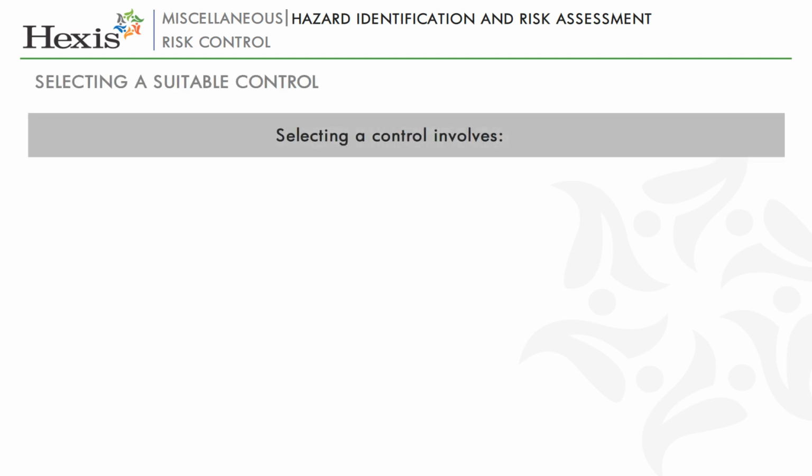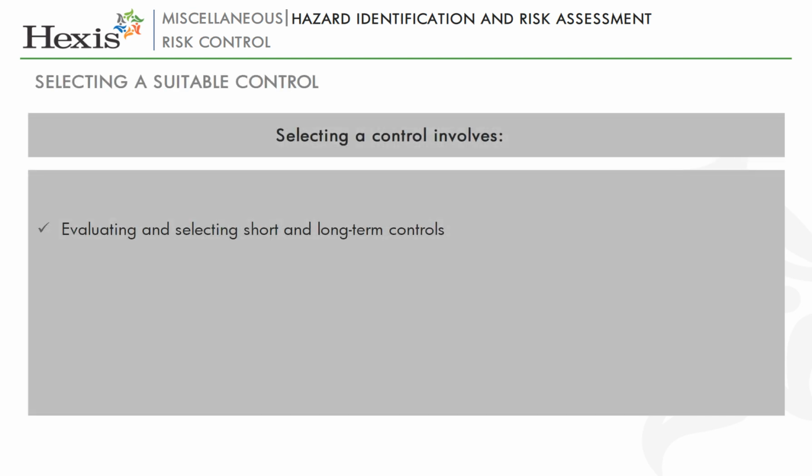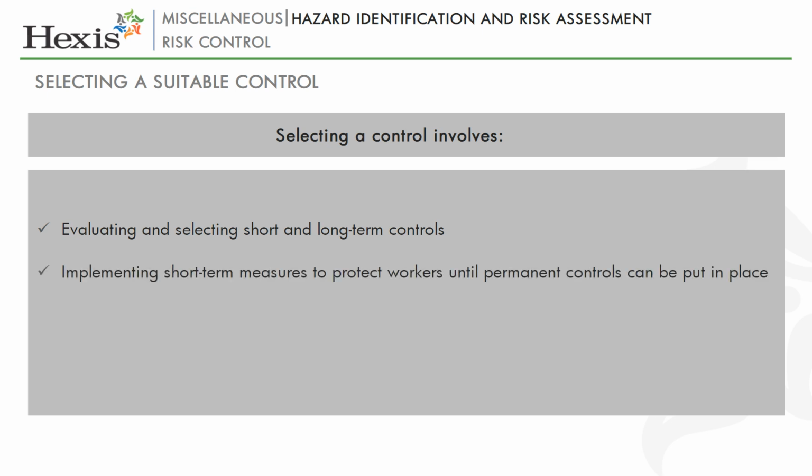Selecting a control often involves evaluating and selecting short and long-term controls, implementing short-term measures to protect workers until permanent controls can be put in place, and implementing long-term controls when reasonably practicable. For example, suppose a noise hazard is identified. Short-term controls might require workers to use hearing protection. Long-term, permanent controls might remove or isolate the noise source.